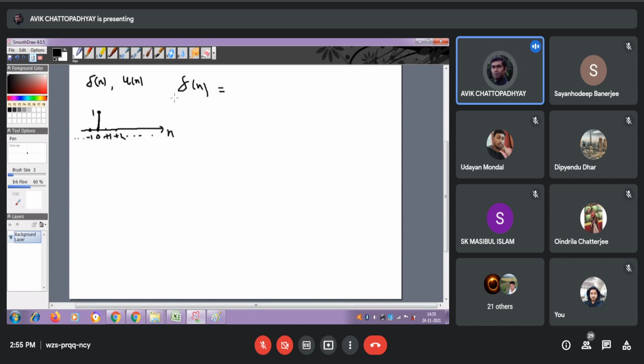Now your next task is how to represent u[n] here. Suppose you have the same axis, and u[n] could be represented like this: at n equals 0, you have a bar whose amplitude is 1. Then at n equals +1, again you have another bar, which is again 1. At n equals +2, another bar, which is again 1, and so on. In this way, it will continue up to n equals +infinity.